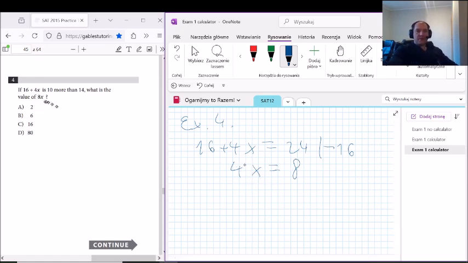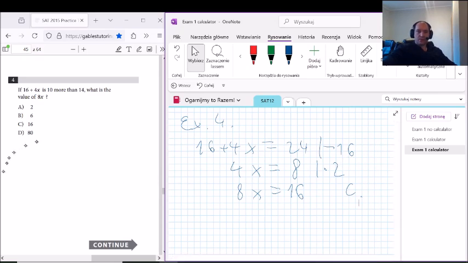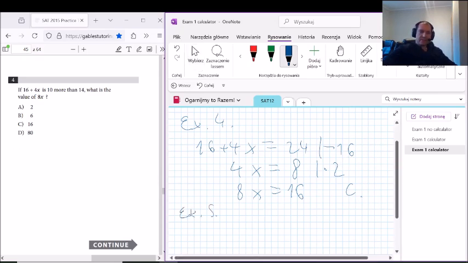But if we want a value of 8x, then it may be faster to just multiply both sides by 2. And we get 8x equals 16. So the answer is C. One step less, because normally we would have to divide by 4 and then multiply by 8, which we don't need to do. We can just multiply by 2. Okay, so exercise 5. Let's see.